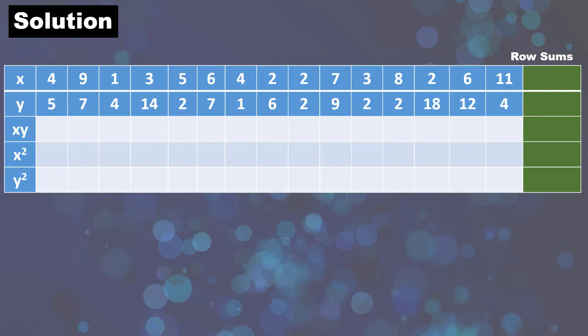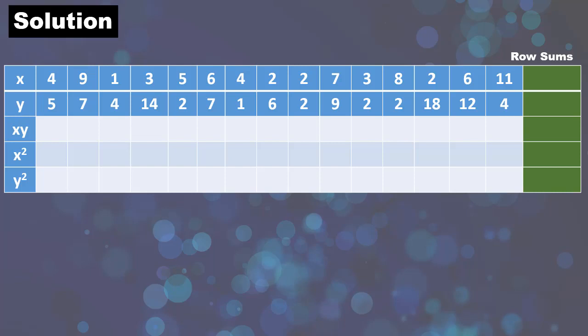So we're going to have to compute each one of those values. What I've done here is I have my table with the original data. The first row is my X's of 4, 9, 1, 3, 5, 6, 4, 2, 2, 7, 3, 8, 2, 6, 11. And my Y's, which are 5, 7, 4, 14, 2, 7, 1, 6, 2, 9, 2, 2, 18, 12, and 4. I've added in a row for X times Y, a row for X squared, and a row for Y squared. And then at the end, we've added in a column that represents the sum of the rows. So let's go ahead and fill out this table.